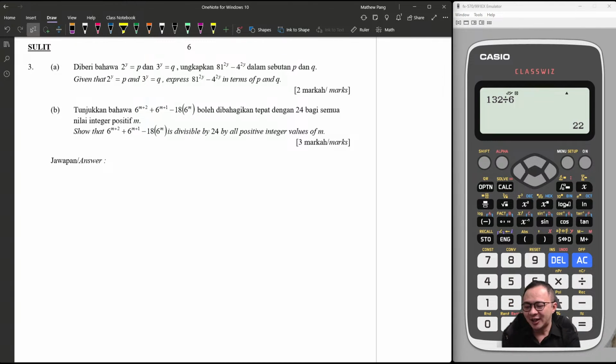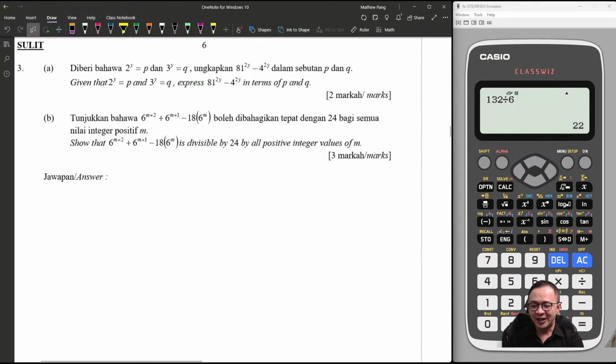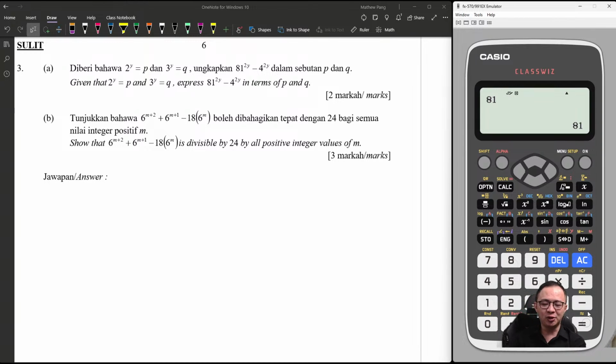Alright, next one. 2 power of y is p and 3 power of y is q. Express this one. Quite easy. Just in case some students do not know, this calculator can help you change 81 to the index form. You just need to type shift factorize, so it will do prime factorization. You see what my calculator tells me now? My calculator tells me 81 is 3 power 4.